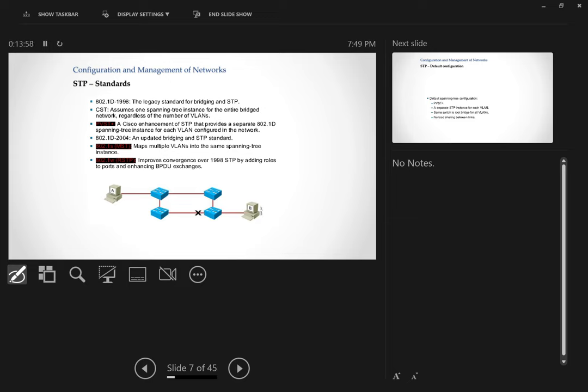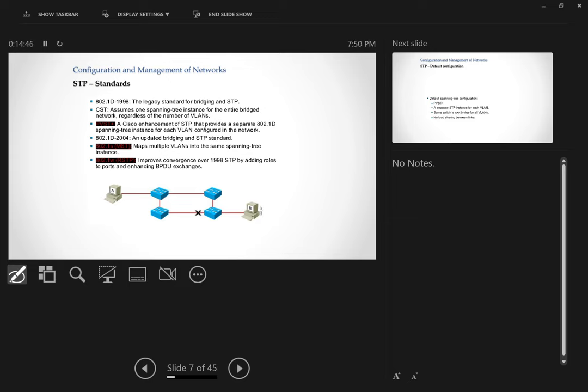Okay. Then we have this PVST Plus, which was a Cisco non-standard enhancement that makes a separate spanning tree instance for each VLAN configured on the network. Okay, we will see the advantages next. Then in 2004 this was updated, but this updated bridging also allowed what this Cisco enhancement did, being one spanning tree for each VLAN.